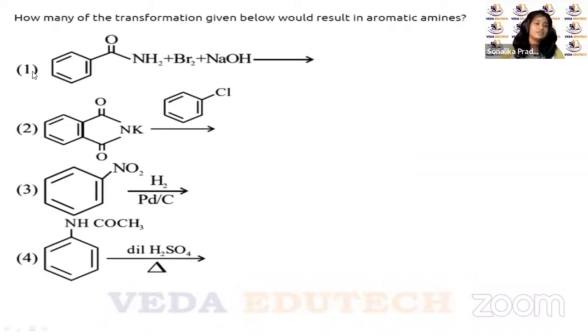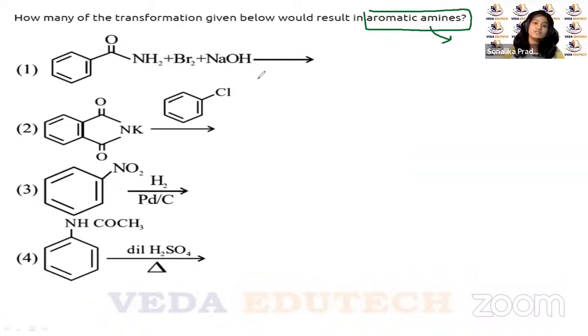So what is the question here, children? The question being asked is, how many of the transformations given below would result in aromatic amines? So the question is how many aromatic amines can be formed, or which of the following is going to give you aromatic amines, right? Okay, so let us see. This is the first reaction.